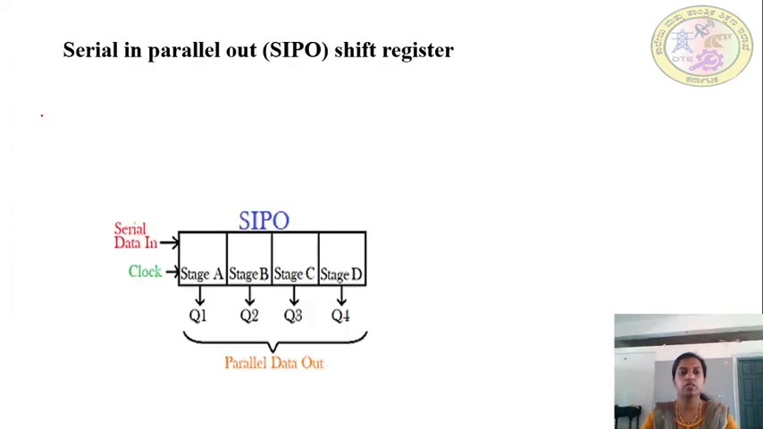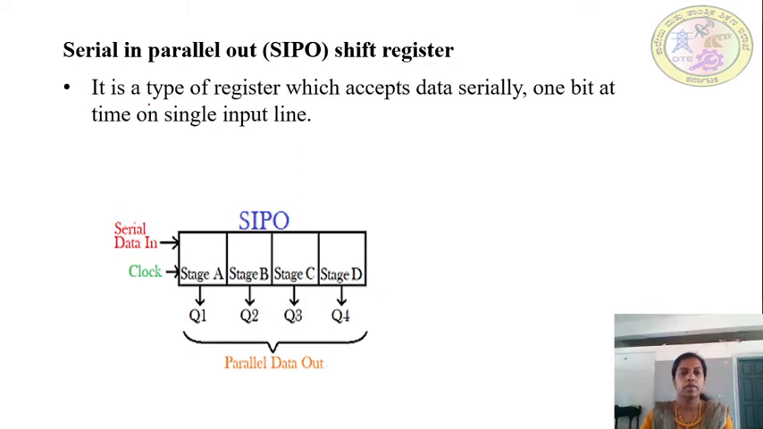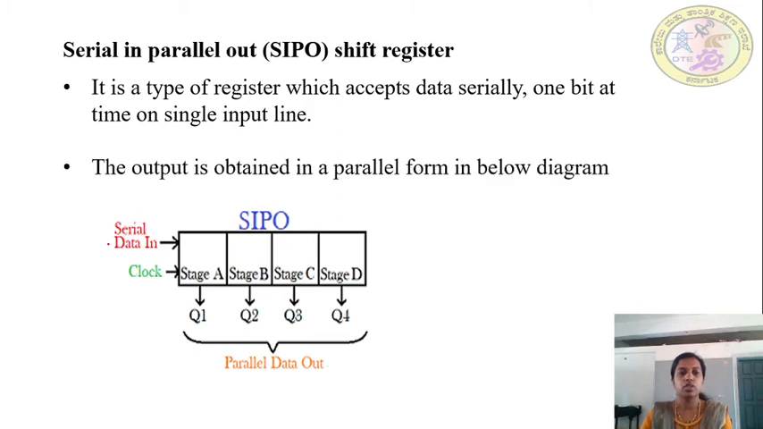Next we move on to the shift register, serial in, parallel out shift register. It is a type of register which accepts the data serially, one bit at a time, on a single input line. It is also the same type of register as SI/SO, which accepts the data serially one bit after another on a single input line. The output is obtained in parallel form in the below diagram.